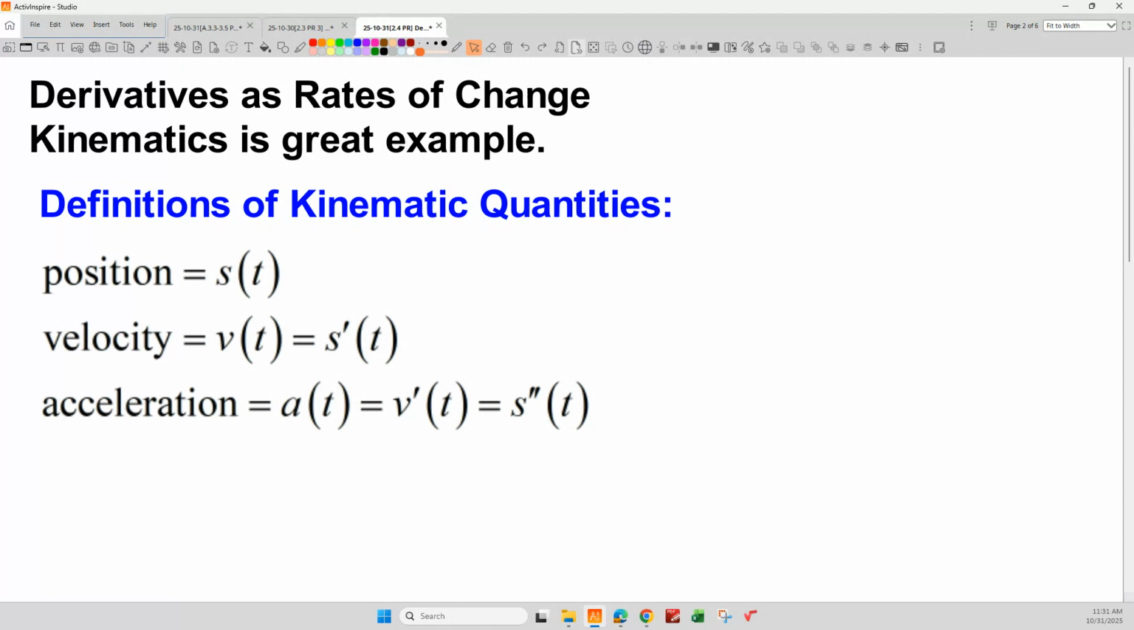So the stuff that we're going to consider will be motion on a line. Velocity is the rate of change of position with respect to time, so the derivative, right? Derivative of position, and acceleration is the derivative of velocity, which we now know is also the same thing as the second derivative of position, right? Okay, so let's look at a cool example here.